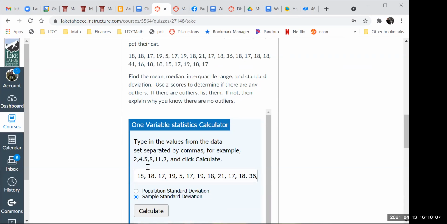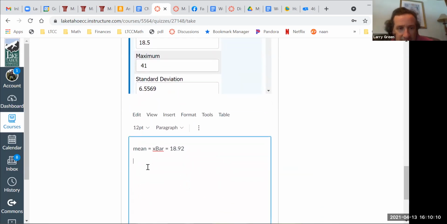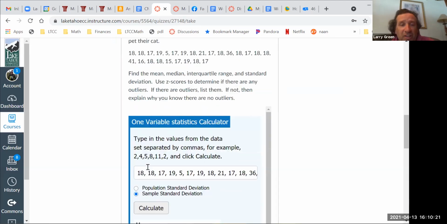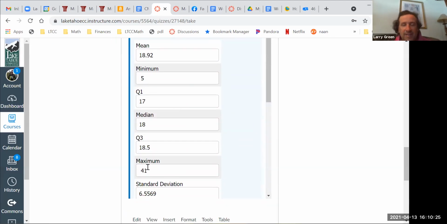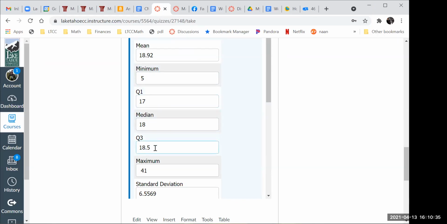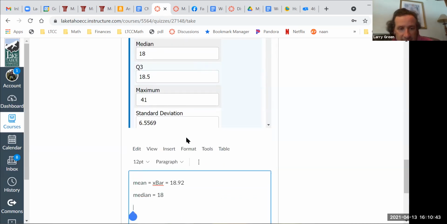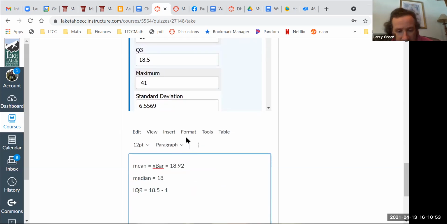Then we're also supposed to get the median, which is 18. And then we're supposed to get the interquartile range. How do we get the interquartile range? Yeah, Q3 minus Q1. Again, that's the kind of thing where you don't need a fancy calculator. Once it gives you Q3 and Q1, it's just 18.5 minus 17. I'm going to write IQR, so I don't have to write down that whole big long word, is equal to 18.5 minus 17. And that is 1.5.